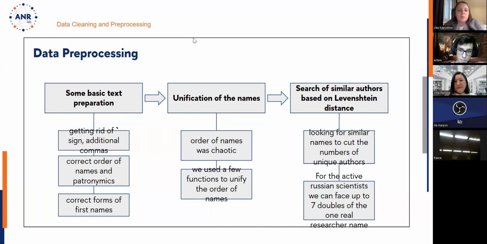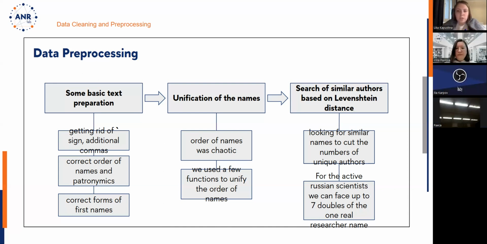First of all, the order of names was chaotic, as you saw before, and we used a few functions to unify the order of names. So the final order of names was the last name, comma, a name, and patronymic if it's presented.